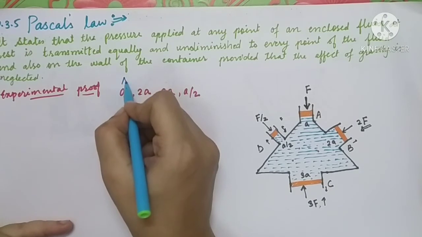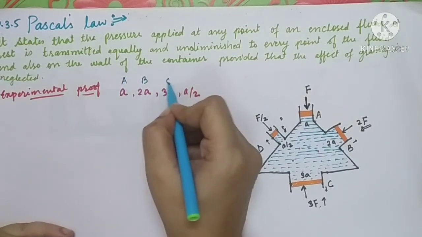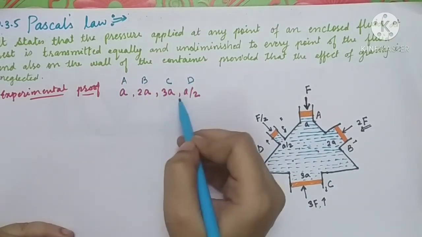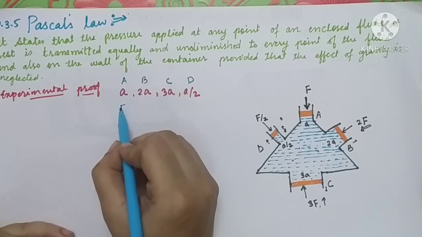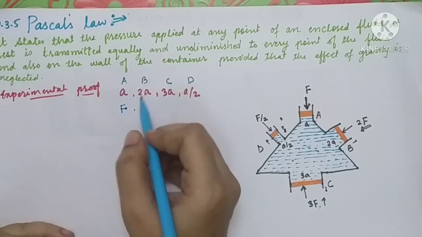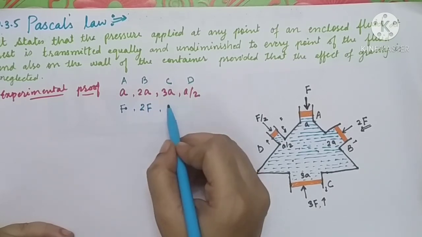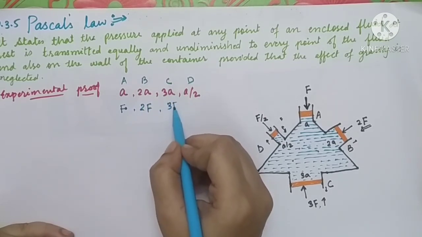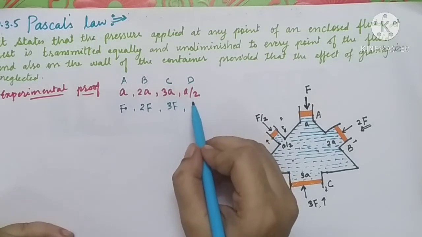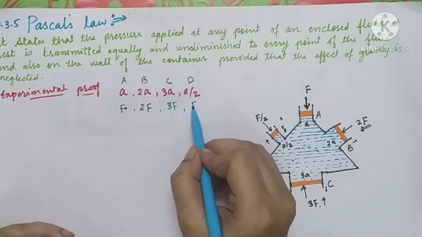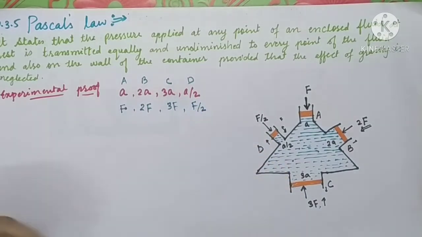This is for points A, B, C and D. These are their areas. The force applied over here is F. The force applied on B is 2F. The force applied on C is 3F. The force applied on D is F by 2, respectively.